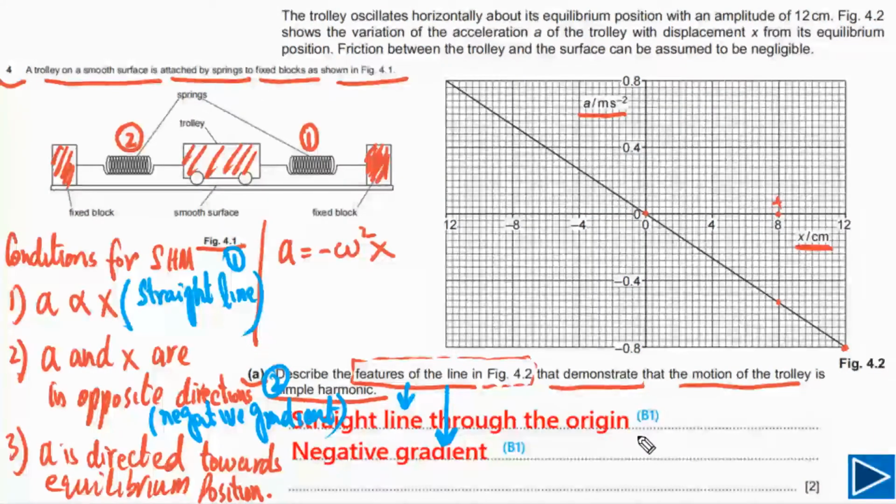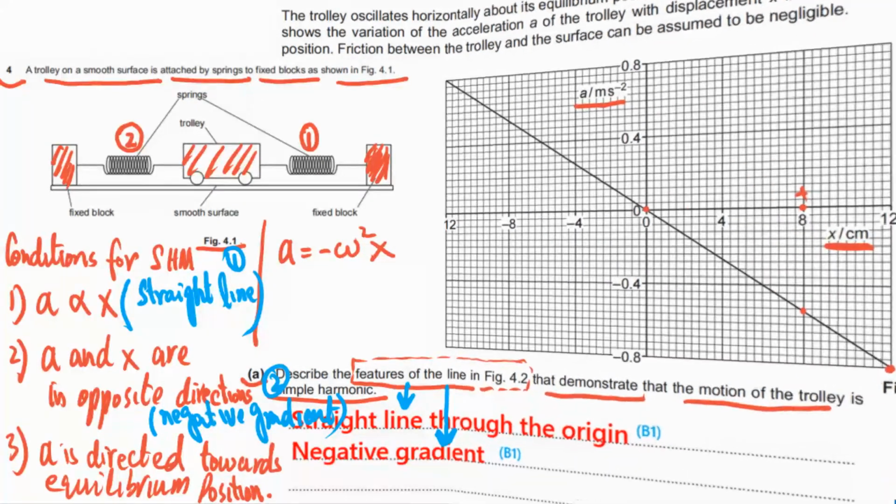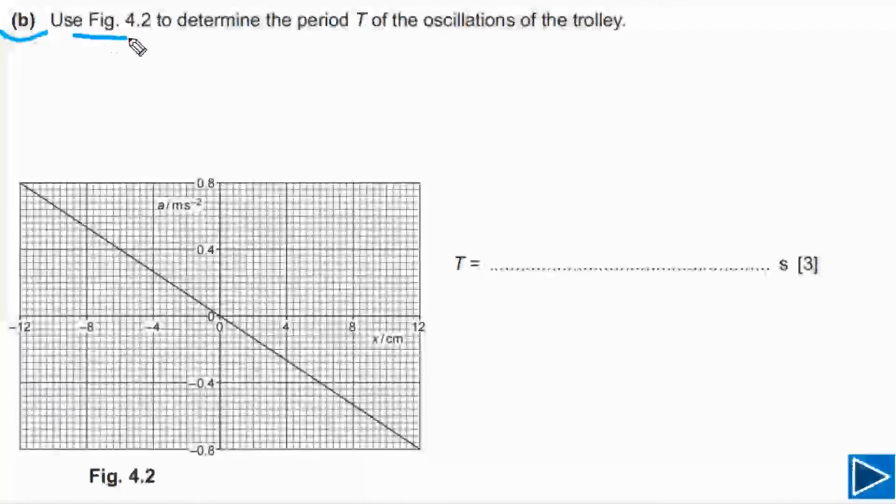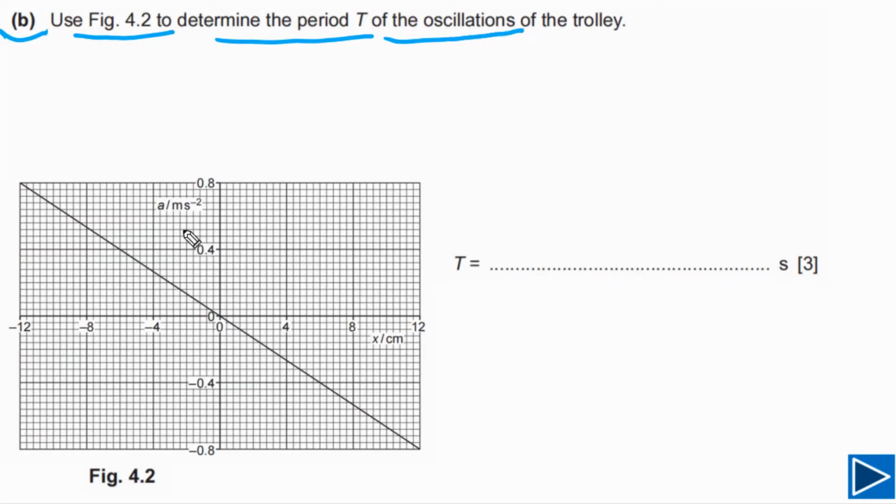And these are B marks, which means they have to be in your answer. For part B, we need to use figure 4.2 to determine the time period of the oscillations. In figure 4.2, we have a graph between acceleration and displacement.